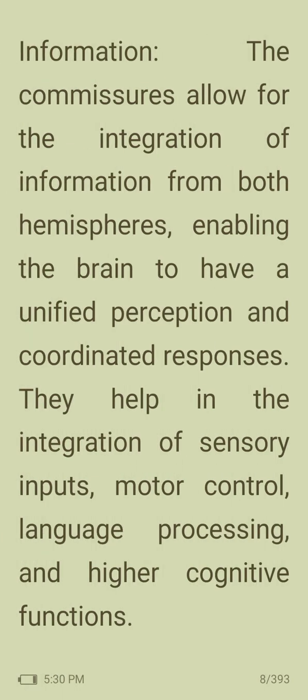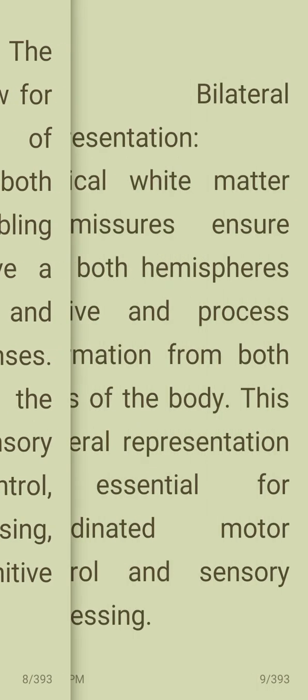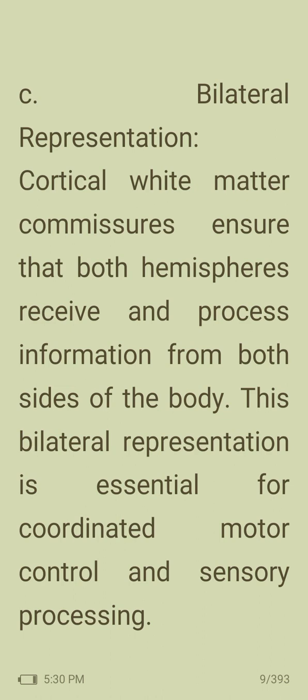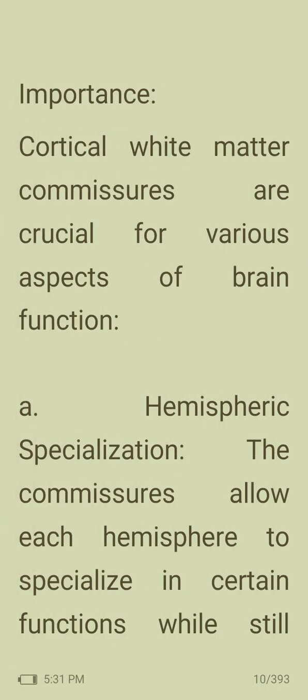Then integration of information. The commissures allow for the integration of information from both hemispheres, enabling the brain to have a unified perception and coordinated response. They help in the integration of sensory inputs, motor control, language processing, and higher cognitive functions. Then bilateral representation. Cortical white matter commissures ensure that both hemispheres receive and process information from both sides of the body. This bilateral representation is essential for coordinated motor control and sensory processing.